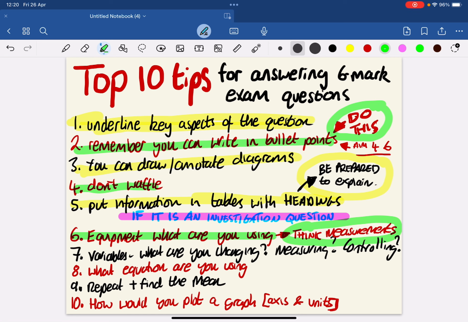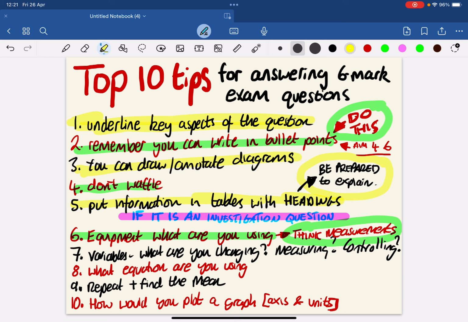Just putting acid in a beaker won't get you a mark, but putting 20 centimetres cubed of hydrochloric acid in would get you a mark. So there's a difference there: it's detail and scientific measurements using scientific language.